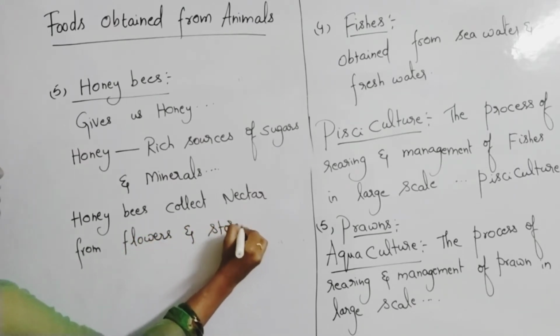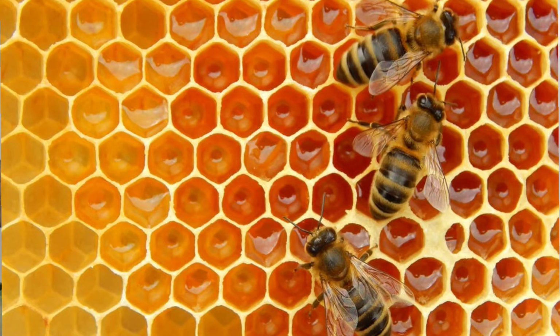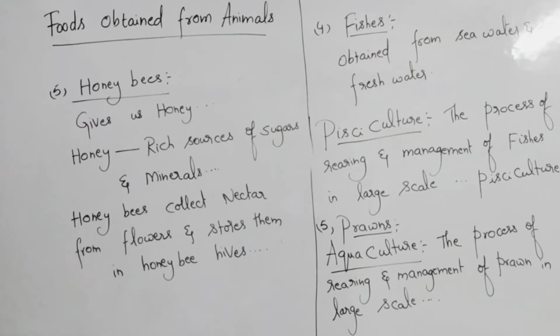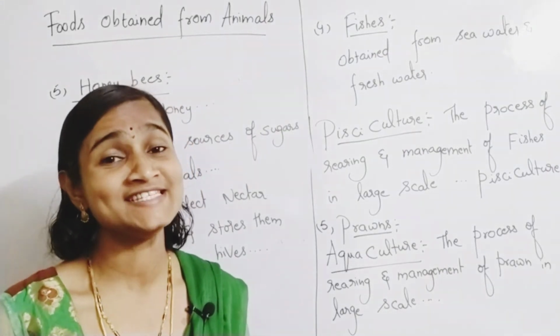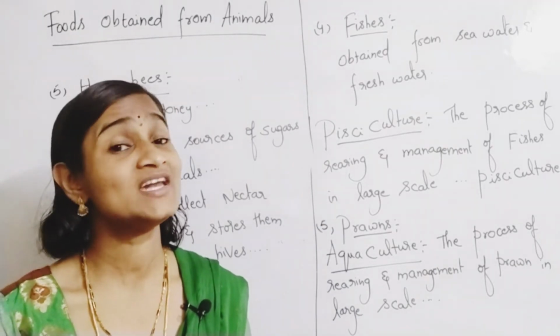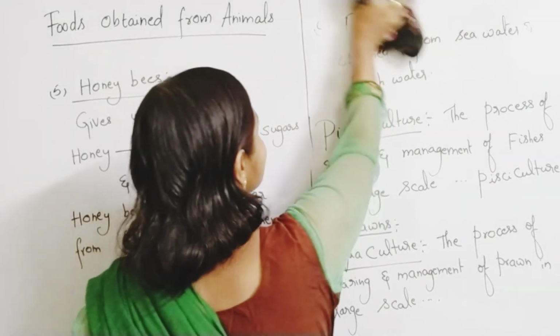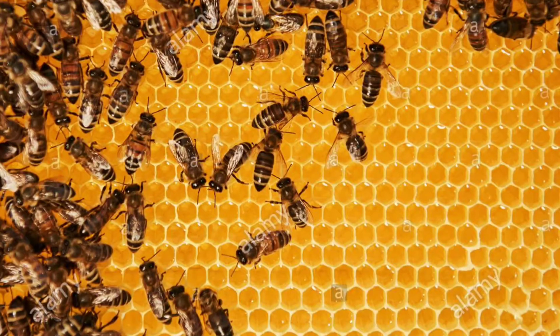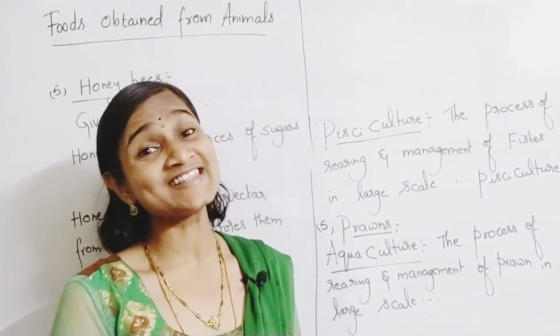Honeybees store it in honeybee hives. You can see this in the picture. And the rearing and management of honeybees on a large scale also has a special name. What is that? Can anybody guess? Yes, very good. It is called apiculture. What is apiculture? Rearing and management of honeybees on a large scale.